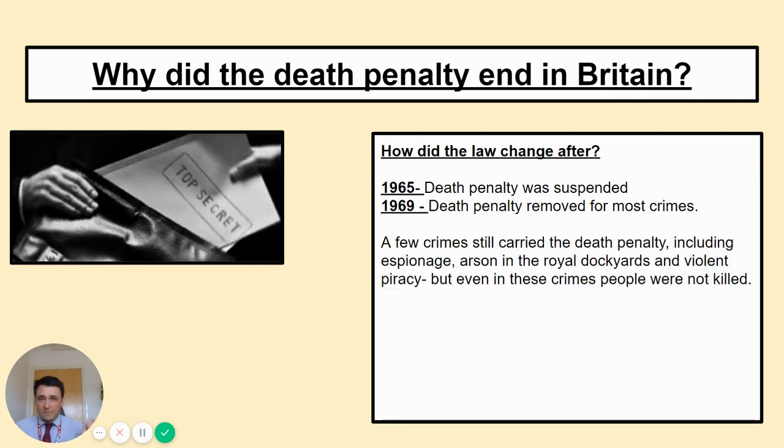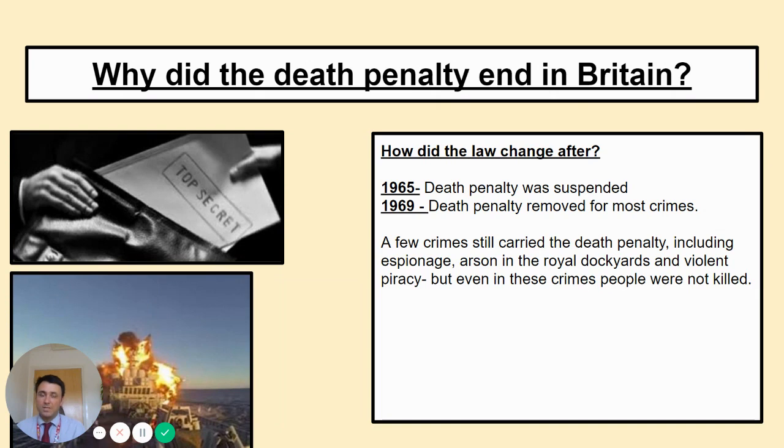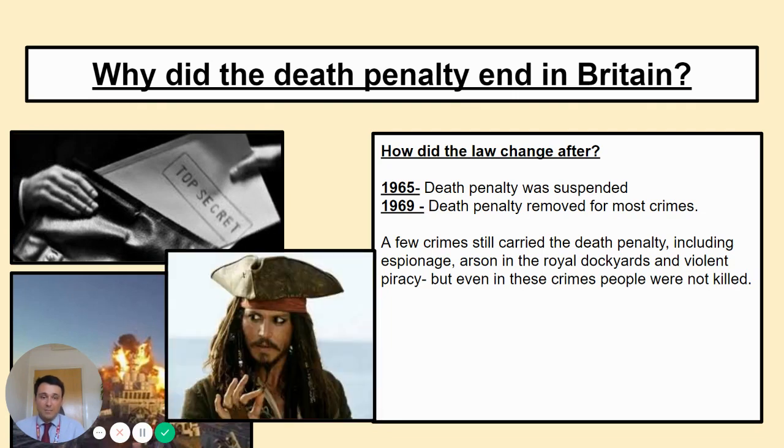Now, a few crimes still carried a death penalty from 1969. So, for example, espionage. If you were a spy, you could still be killed. Arson in the Royal Dockyards, which basically means blowing up boats that belong to the Navy, for example. And violent piracy, which basically means being a violent pirate. But even in these crimes, for example, if you were captured as a spy, you were still not killed. The last person to be killed in Britain was in 1964. And by 1998, to clean that up, the death penalty for all crimes was ended as a result.